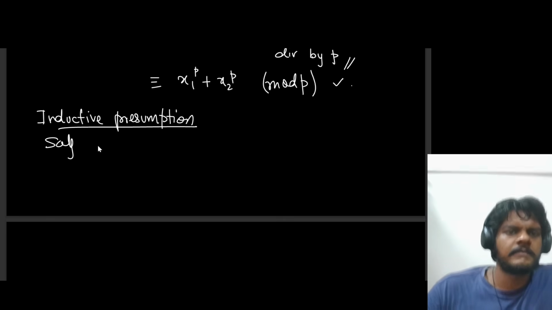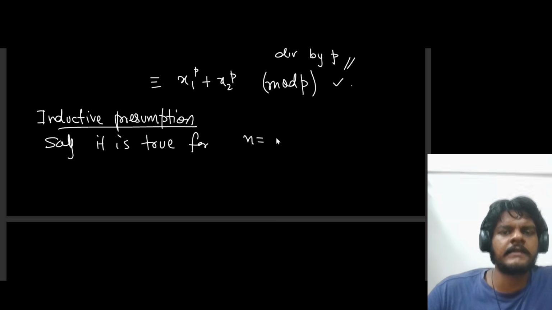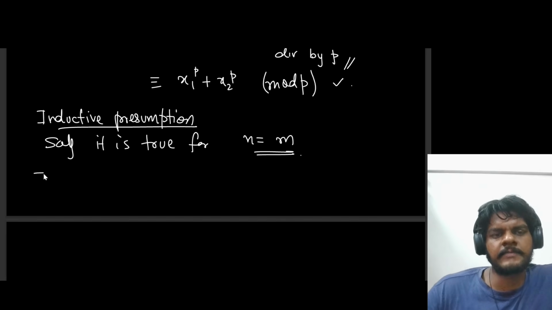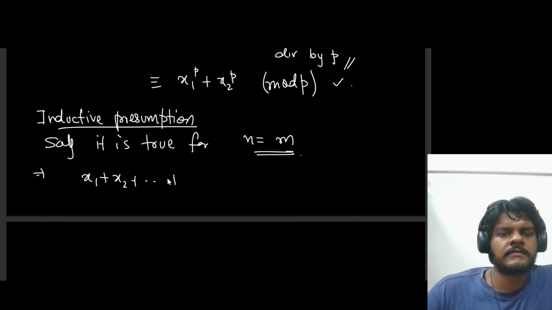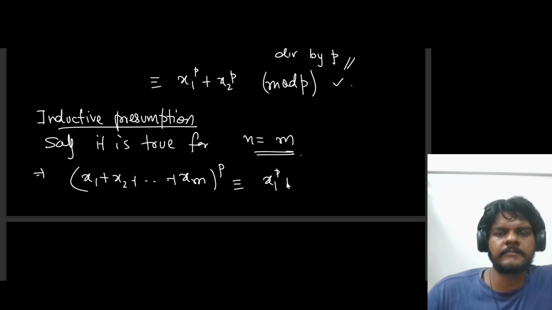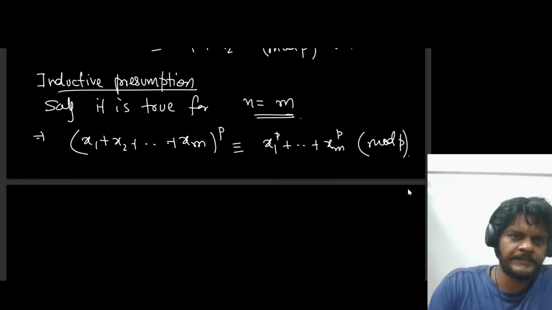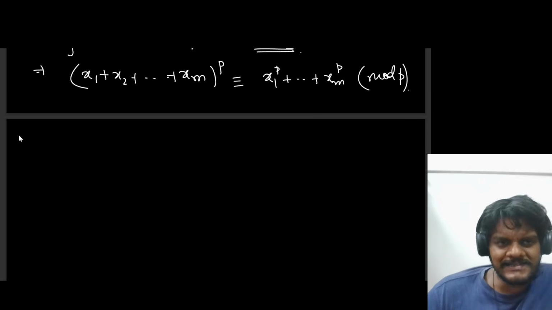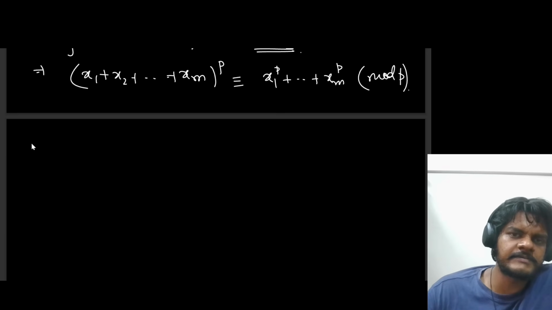Say it is true for n equals m. That implies (x1 + x2 + ... + xm)^p is congruent to x1^p + ... + xm^p mod p. So we are assuming this. Using this step, we move to the next step.